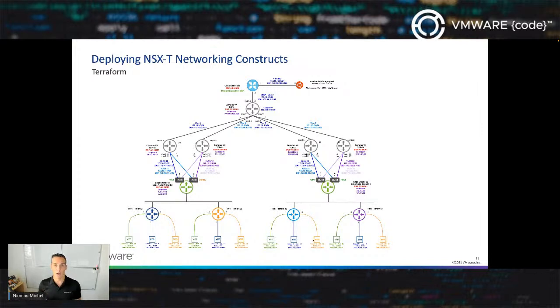Each tier 0 will leverage multi-tier routing. So we'll have two tier 1s attached to each of the tier 0s, and each tier 1 will have 3 segments: one segment for the app servers, one segment for the web servers, and one segment for the DB servers. The interconnection between the tier 1 and tier 0 is automatically done in NSX-T, but also with infrastructure as code, I will be able to attach the tier 1s directly to the tier 0 and redistribute all the routes directly.